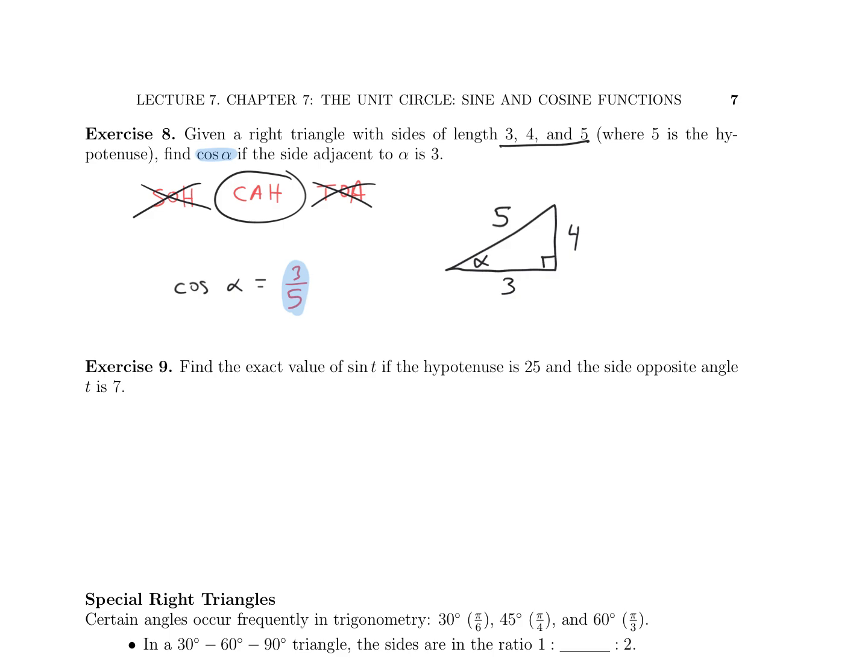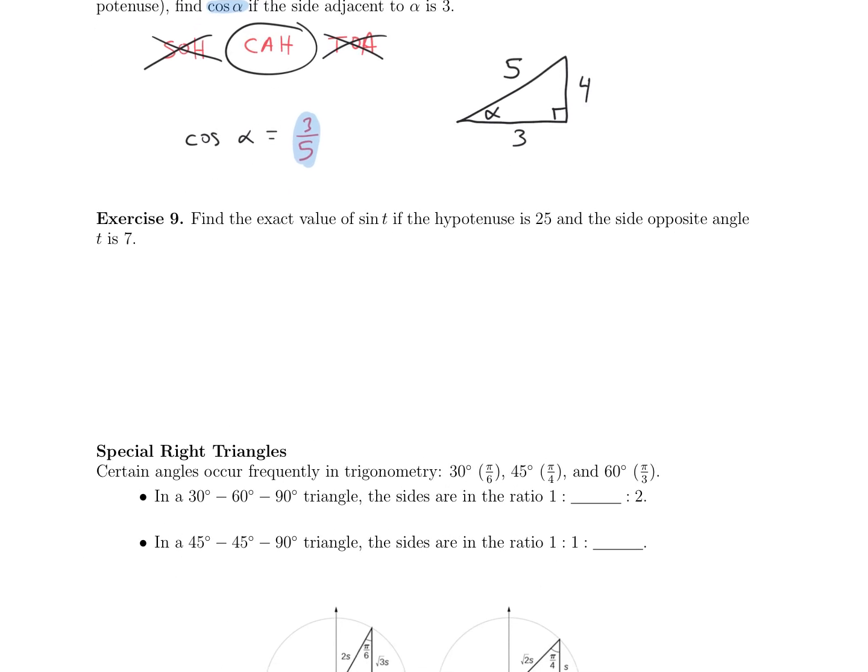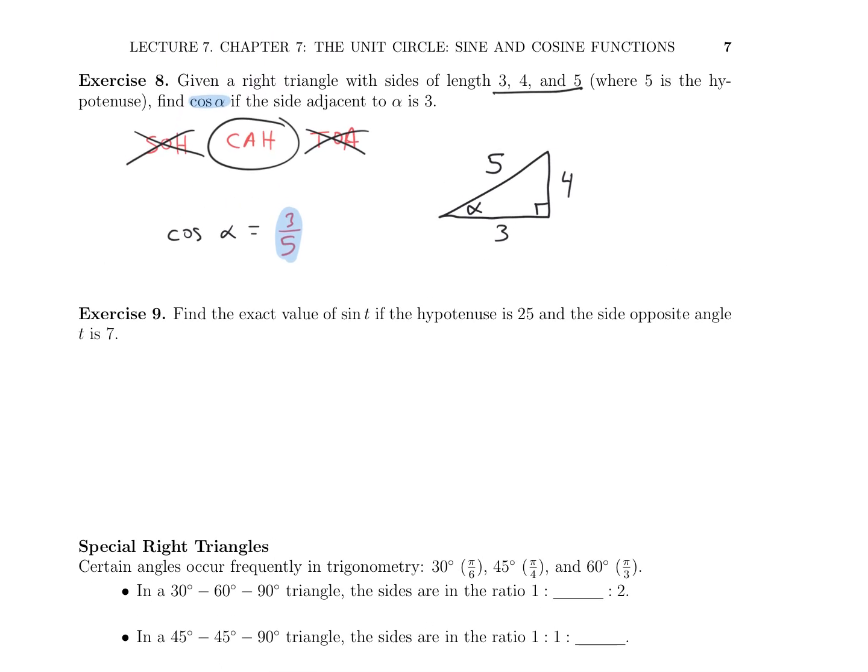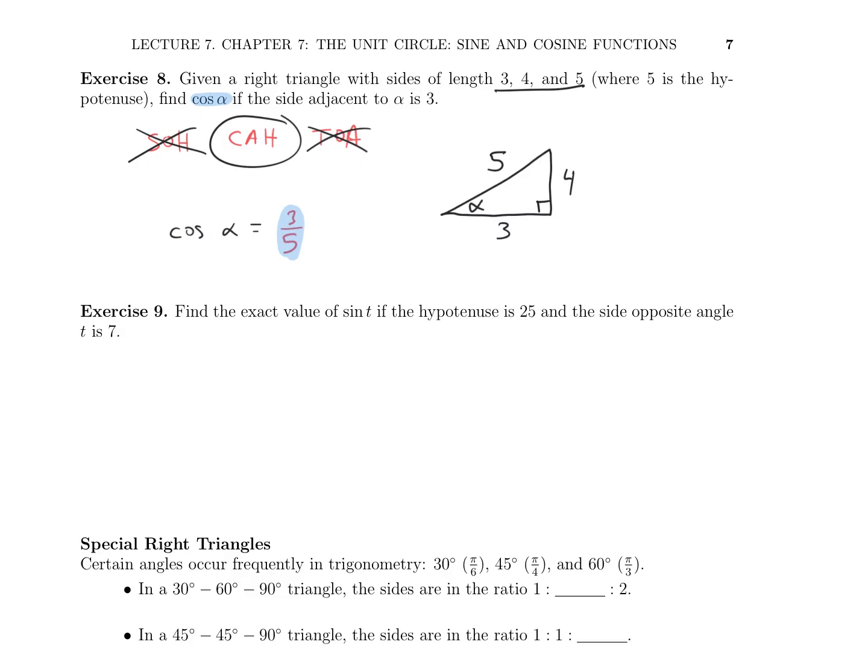Okay, let's look at the next example below. Find the exact value of sine of t if the hypotenuse is 25 and the side opposite angle t is 7. Okay, so let's draw the picture once again. So, got a right triangle. We know that the hypotenuse is 25, the angle is t, and the side opposite of t is 7. This would be the side opposite. So now we actually have to find the sine of t.